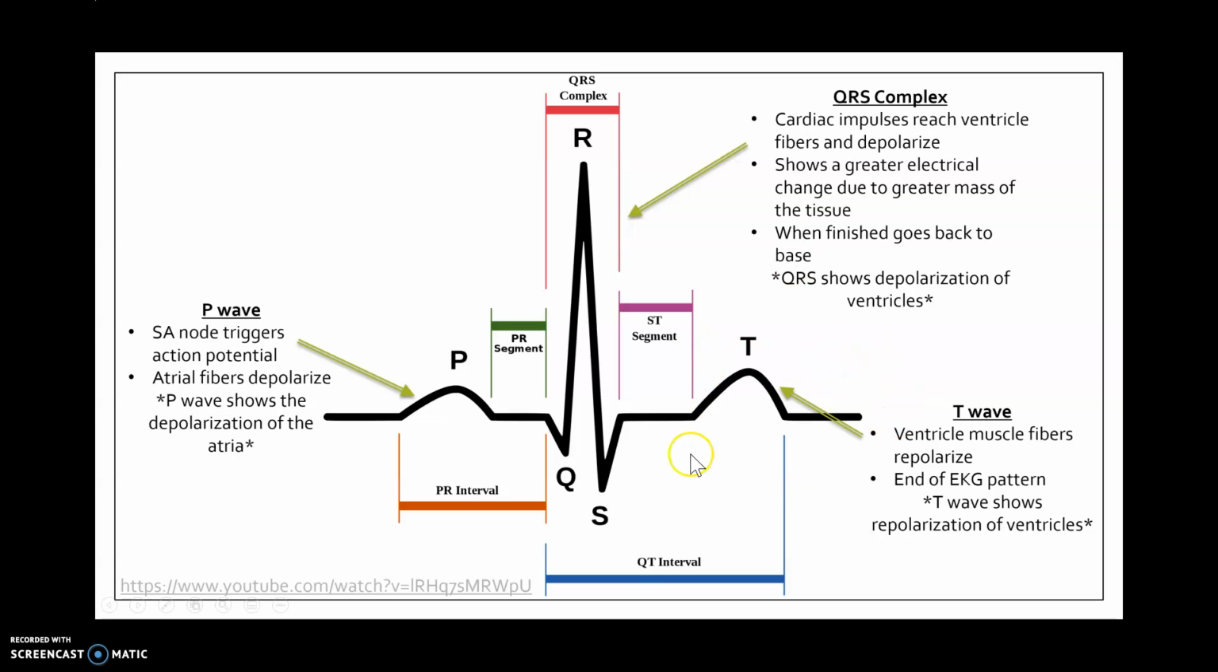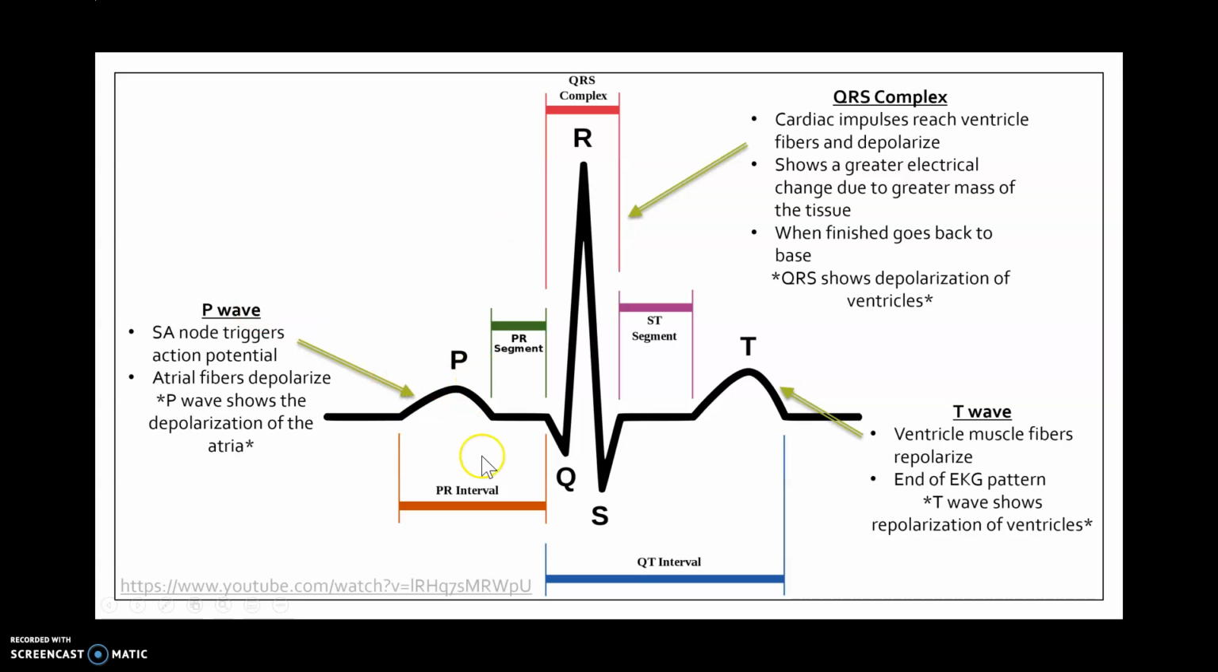And then finally, we can see our T wave here, a little bit larger than our P wave. So this is going to be the ventricle muscles repolarizing, so kind of the relaxation period here. And that's the end of our one EKG pattern. So that's one heartbeat that we see. So the T wave is going to show repolarization of our ventricles. If we are paying attention here, we see that we don't really see the repolarization of our atria. That's because this QRS complex is covering up that repolarization.